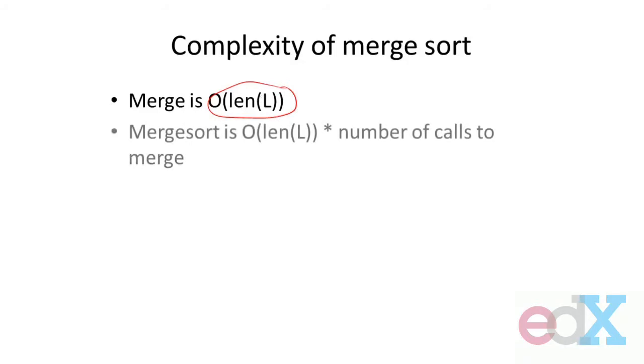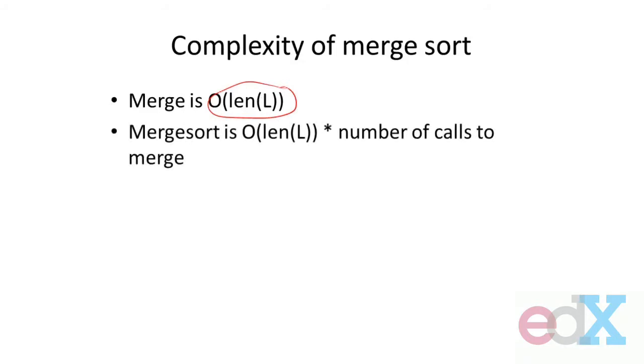Okay, now, what's the complexity? Well, we know that the complexity of merge is order of the length of the list. We just argued that earlier. It says if I've got two lists whose sum of their lengths is L, I've got to walk through each one of them at least once to do the merge, but no more than once, so the merge is of order length of L. So merge is linear.